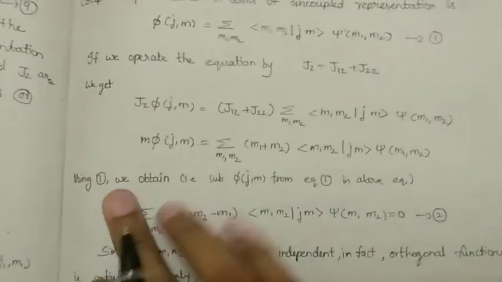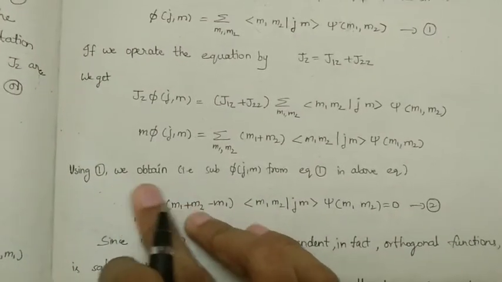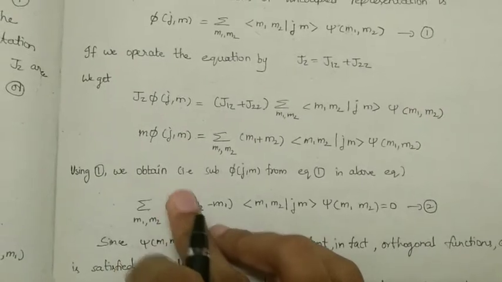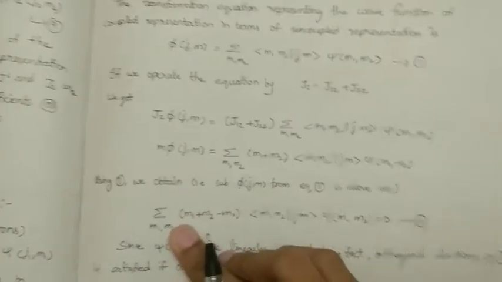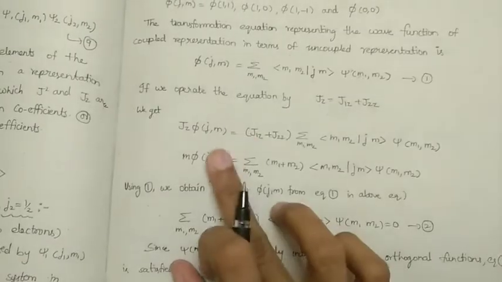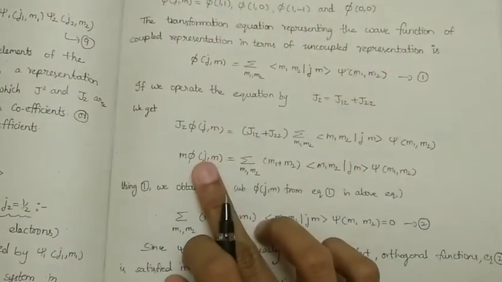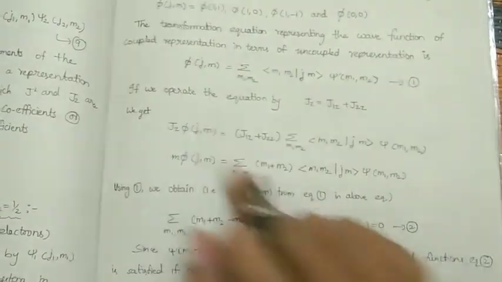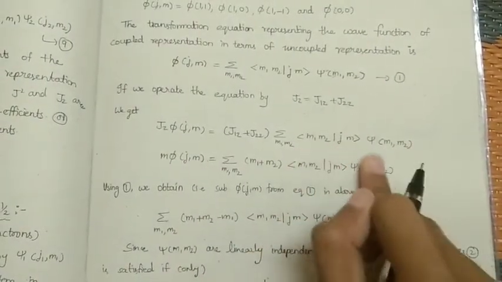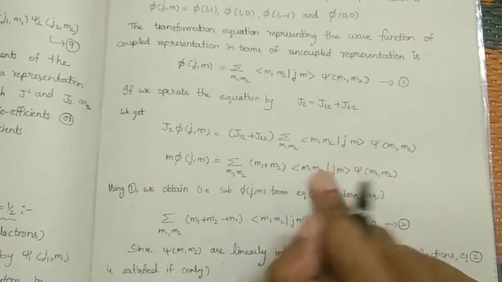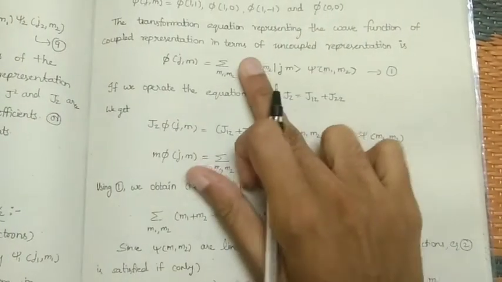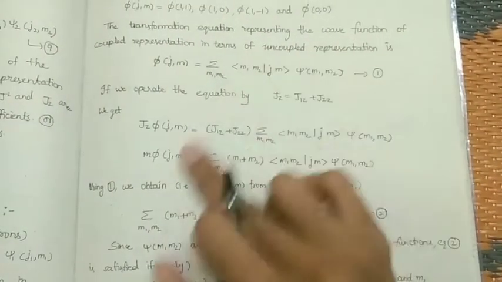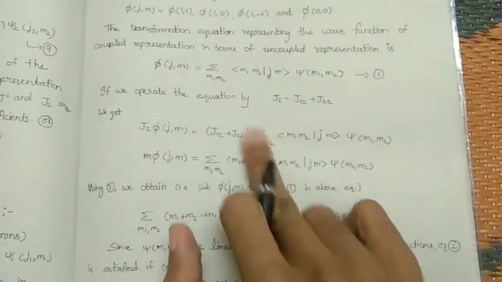So that is the equation. So using equation 1, obtain phi of j m from the above equation. So that is the overall equation. Now what we have to do is, in the place of phi jm we need to substitute this term, because in the right hand side we are having this xi, this bracket, and here also phi jm is nothing but this xi and bracket.